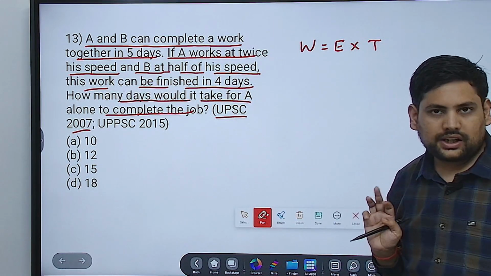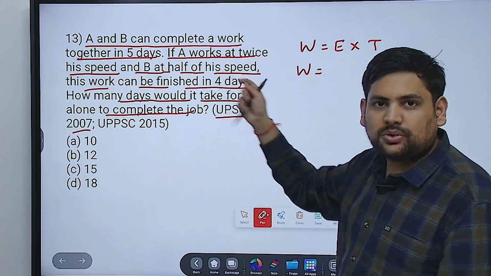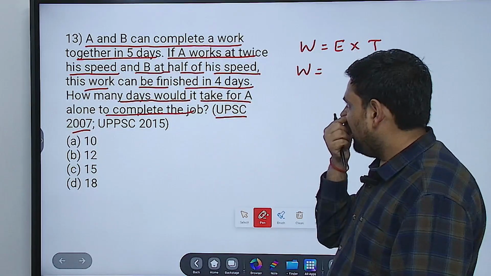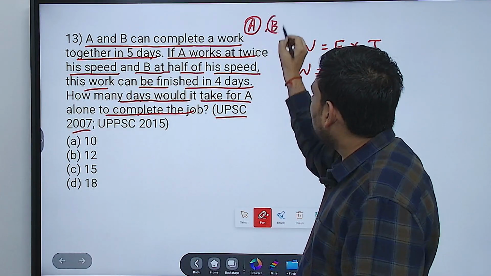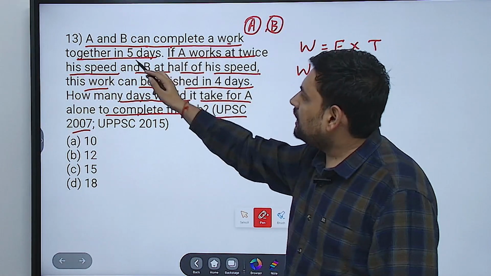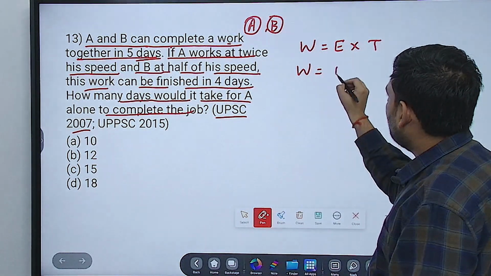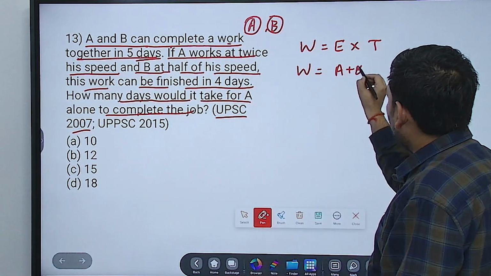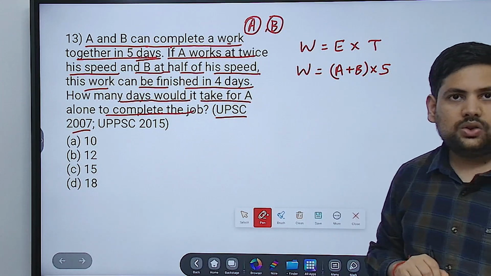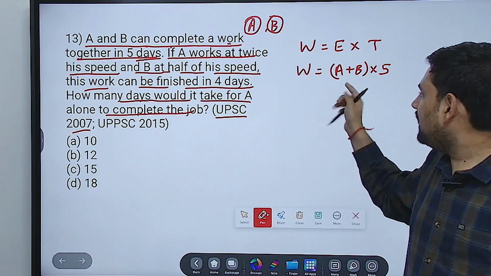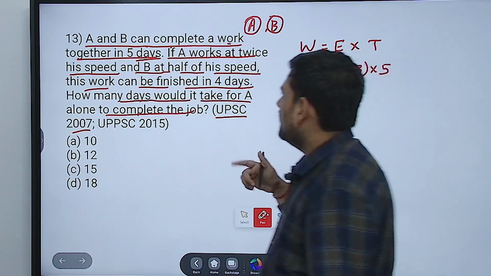This you understand, correct? Now, I don't know what is the work. Let it be W. I have assumed total work to be W. Now, let's see the efficiency in the first case. I have assumed the efficiency of A is A and the efficiency of B is B. A and B can complete the work in 5 days. So together they can complete it in 5 days. So, the effective efficiency in those 5 days will be efficiency of A plus efficiency of B, into 5, which is the total time taken. Correct? The combined efficiency over 5 days is completing the work. First equation is this.